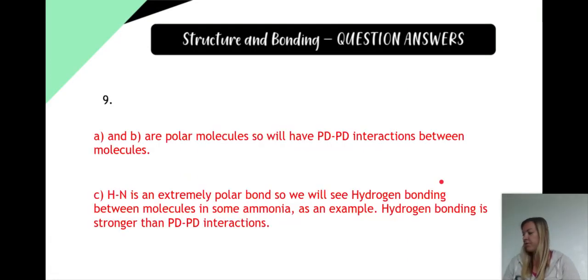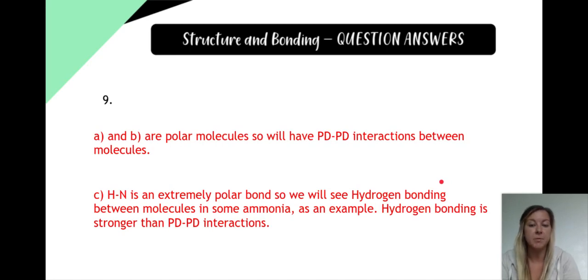Question 9, which of the following molecules will have the strongest intermolecular force? So A and B, we have hydrogen iodide and hydrogen bromide. These are polar molecules, so they have differences in electronegativity, and therefore the strongest type of intermolecular force from A and B is going to be permanent dipole interactions. Hydrogen to nitrogen, as we know, is an extremely polar bond, so we'll see hydrogen bonding if this was in a molecule like ammonia, for example.